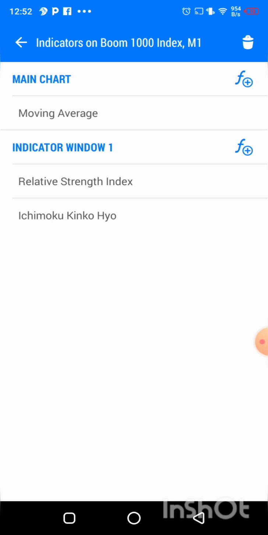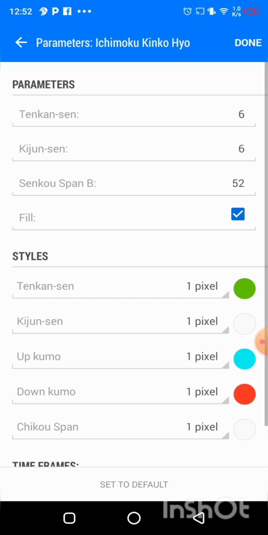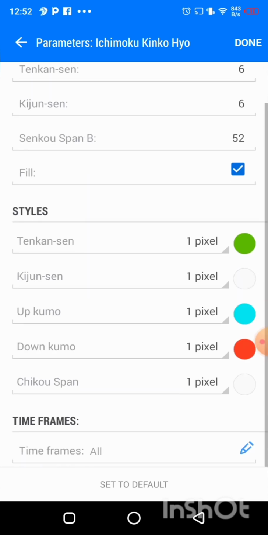Then you click on Ichimoku, you add Ichimoku to that indicator window one. We have Tenkan Sen is 6, Kijun Sen is 6, Senkou Span is 52. Then this level here, you must click here and fill that box there. Then you can see the colors here. You can choose the colors, like this second Kijun Sen should be white because I'm using a white background.